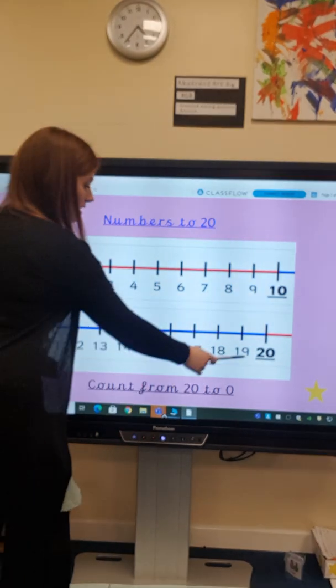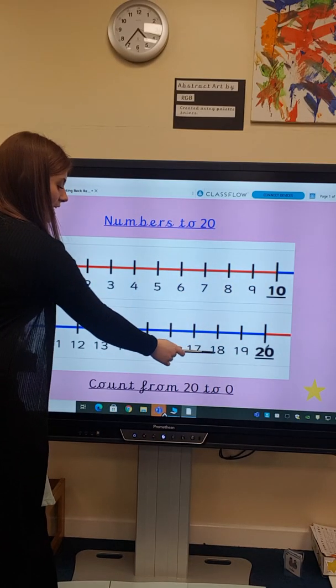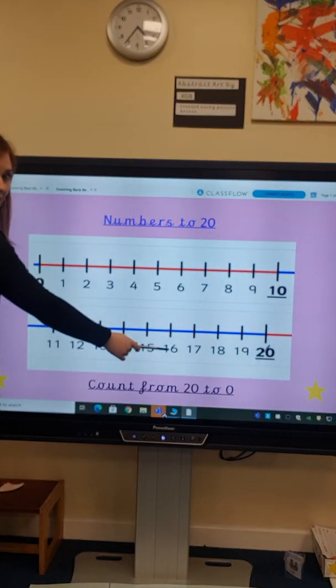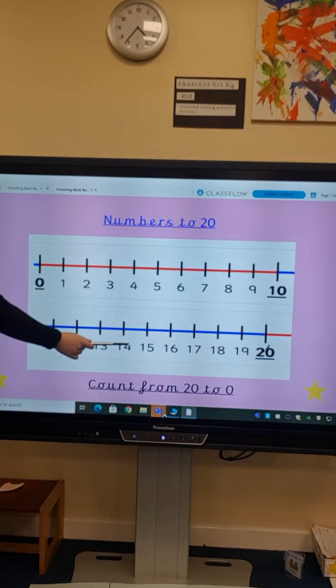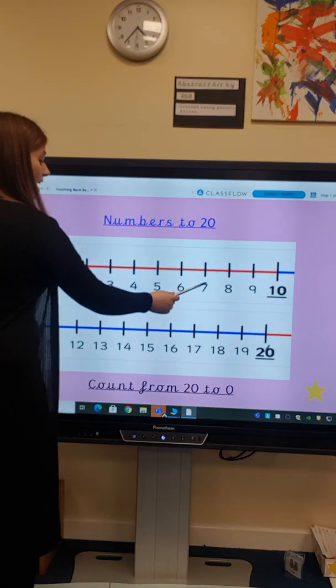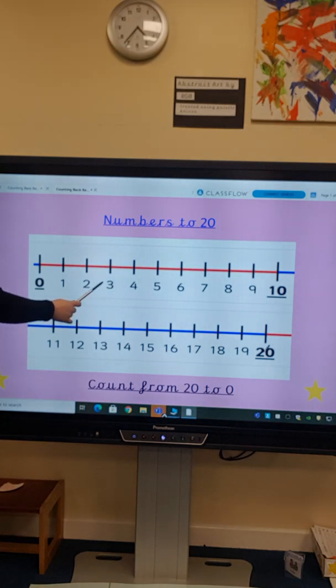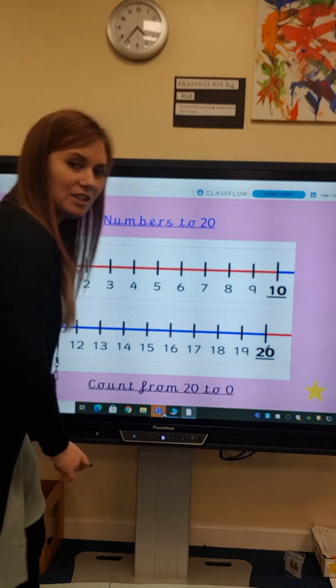Are we ready? 20, 19, 18, 17, 16, 15, 14, 13, 12, 11, 10, 9, 8, 7, 6, 5, 4, 3, 2, 1, 0. And don't forget that 0 at the end.